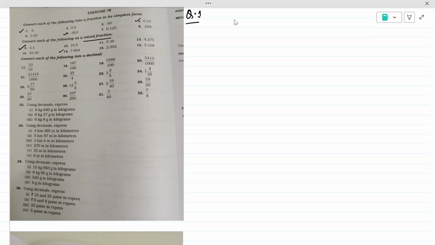Question number 17 is 23 by 10. So this is easy. We know that in the denominator we have 10 only. So we have to put the decimal after one place from the right. So this will be 2.3. Similarly, these questions are very easy, kids. We have two zeros, so two places from the right is 1.67. Again we have two zeros, again two places from the right, so 15.89. And here we have three zeros, so three places from the right, so this will become 5.413. Similarly you can pick these questions for more practice.